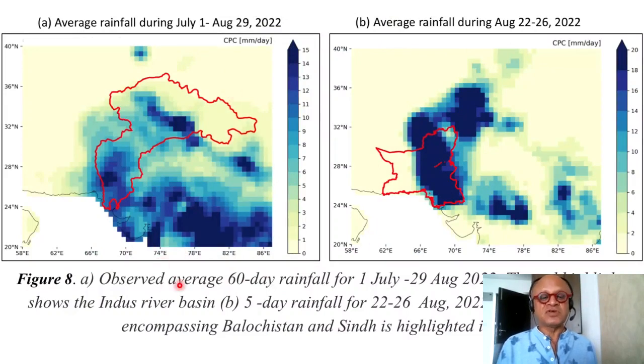So this is the observed average 60-day rainfall for 1st July to 29 August 2022. The red highlight, this region shows the Indus River Basin. This is the 5-day rainfall for 22 to 26 August 2022. The study region encompassing Baluchistan and Sindh is highlighted in red here. Okay, so you can see these amounts here in millimeters per day.